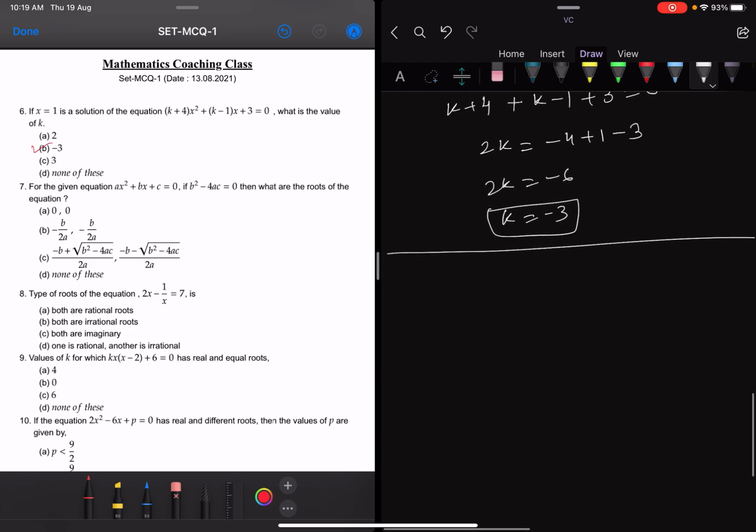The next question: for the given equation ax² + bx + c equals 0, if b² − 4ac equals 0, then what are the roots of the equation? Now, for ax² + bx + c equals 0, the roots, that means the values of x, are minus b plus minus root over b² − 4ac divided by 2a. What is the meaning of this plus minus? Plus minus means one root is with the positive symbol, and one root is with the negative symbol, right?